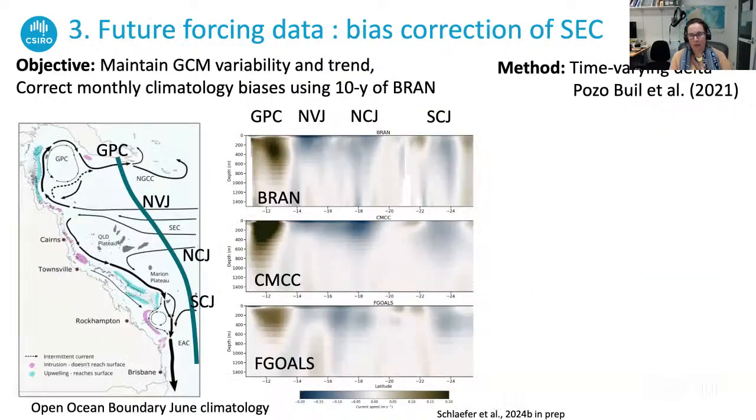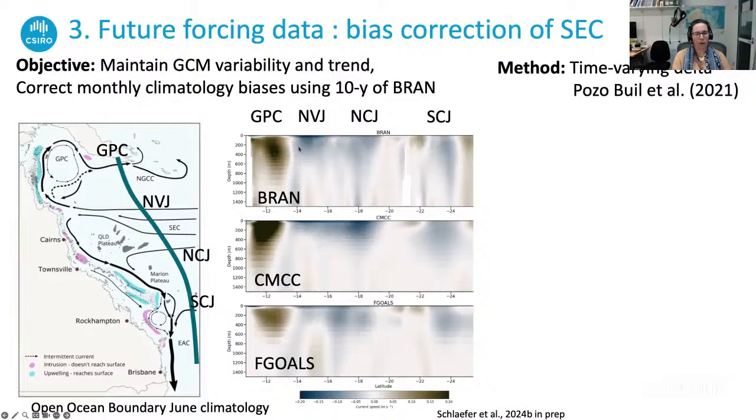To do the bias correction, the technique we followed was the one described in this paper here, the time varying delta from Pozo-Bilt et al. 2021. In that paper, they split everything into three quantities: you've got the variability, you've got the mean, and you've got the trend. What they did is that they only kept the trend from the CMIP model, or from the GCM, and they used the variability and the climatology from a reanalysis. Here, we decided to only keep the climatology from the reanalysis and keep the trend and the variability from the GCM.